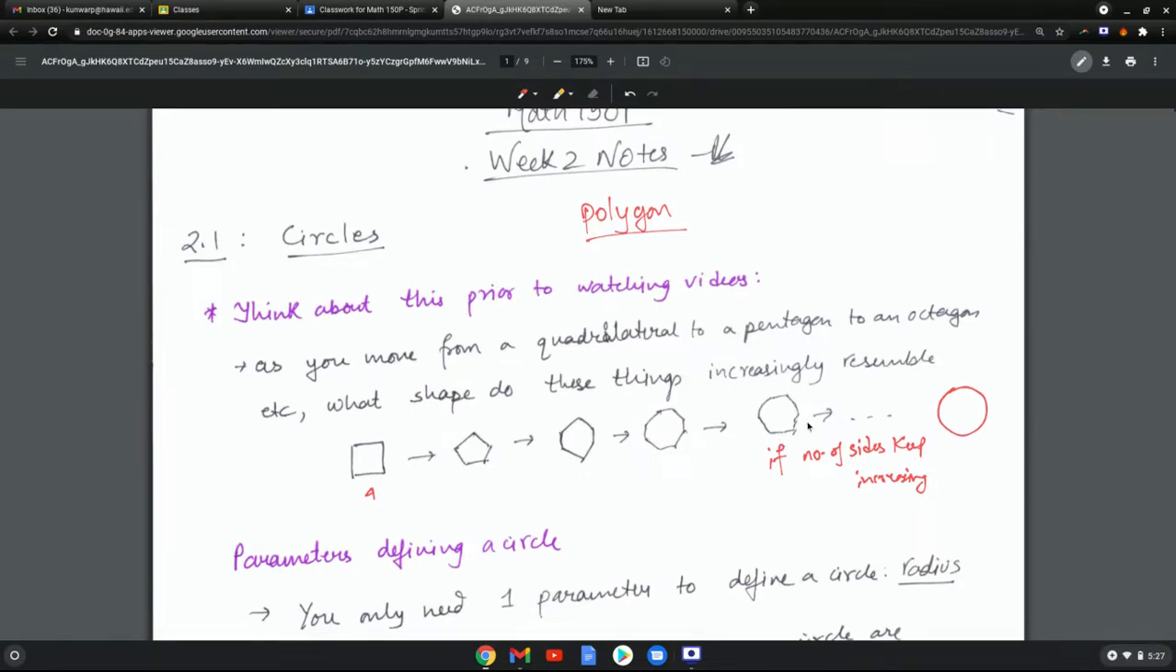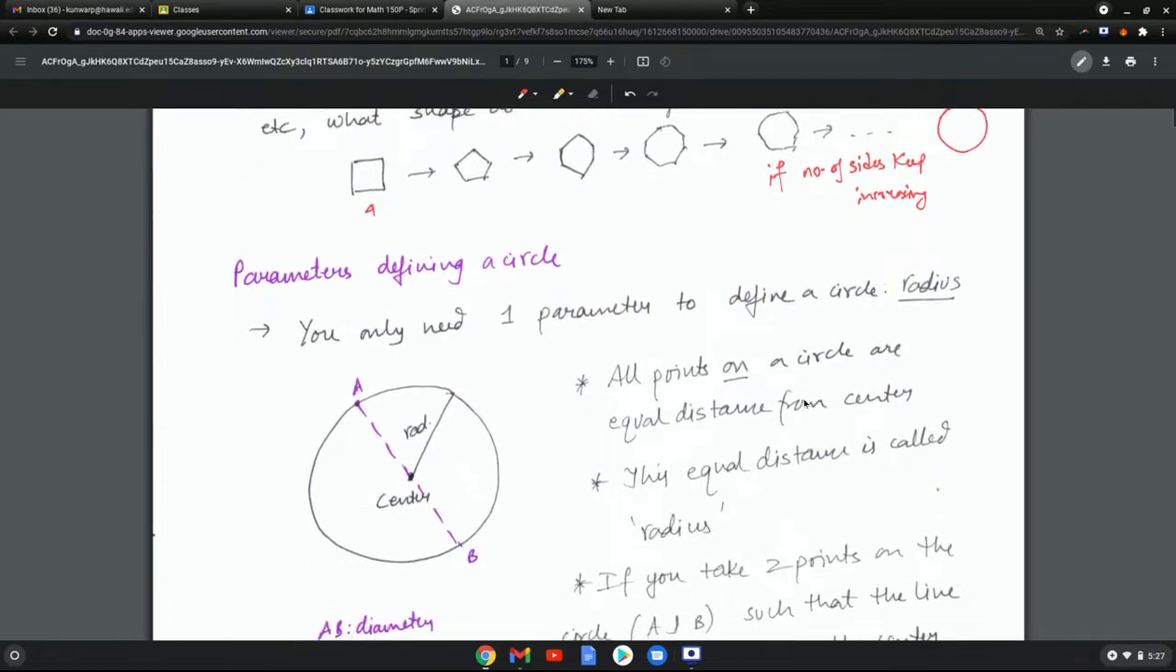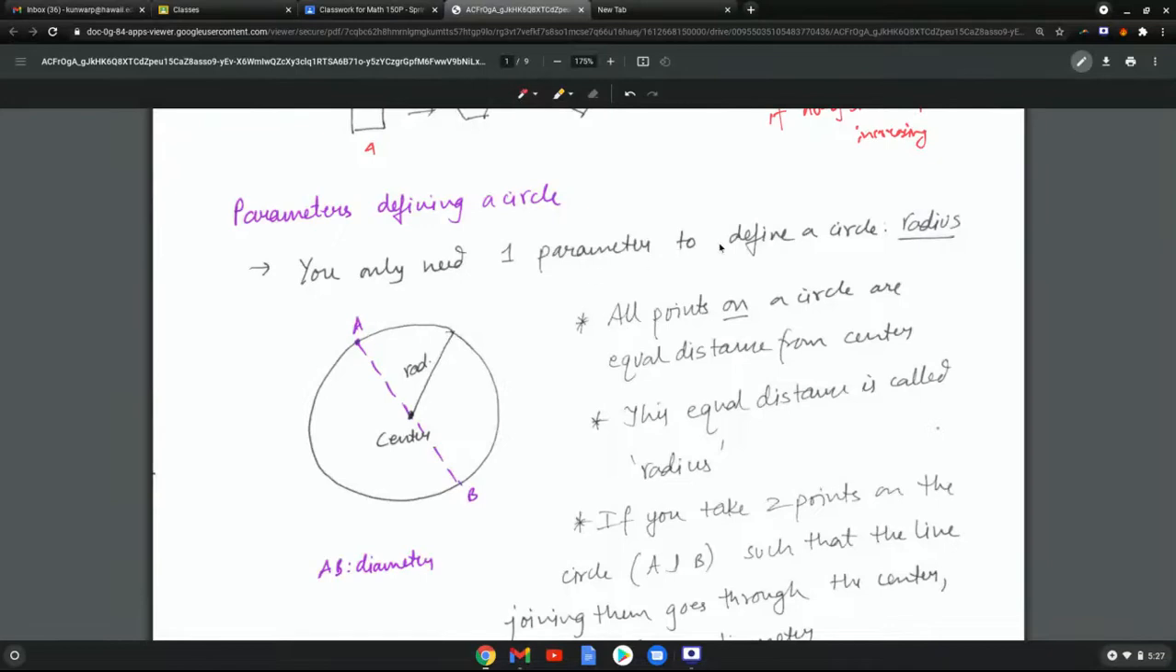Whenever we study a new shape, we want to talk about the parameters that we need in order to describe that object. Now, in case of a circle, there's only one parameter that you need to define it, which is the radius. In a more specific scenario, you would also have to specify where the center is, but in general, just the radius is enough. Now, if the center point is O, then AO equals OB equals the radius.